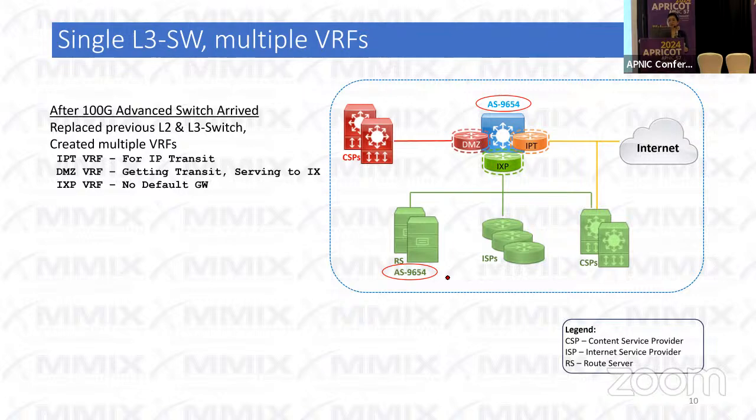We also created another IXP VRF. It seems DMZ and IXP should be the same, but according to the recommendation, an IXP connecting router should not have a default gateway, but DMZ needs a default gateway to communicate with international. So we created a dedicated VRF for the IXP peering LAN. For the IXP peering LAN, we stay using the same AS number 9654, for both route server and also international gateway.